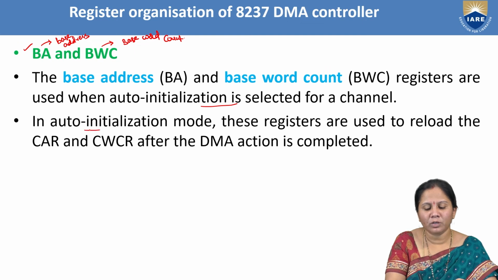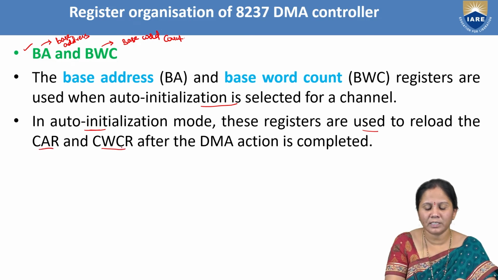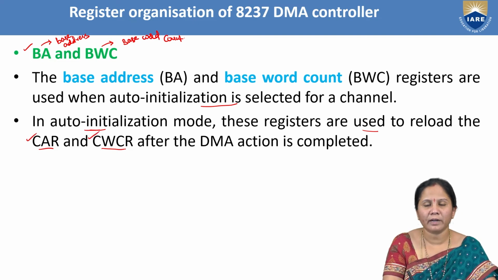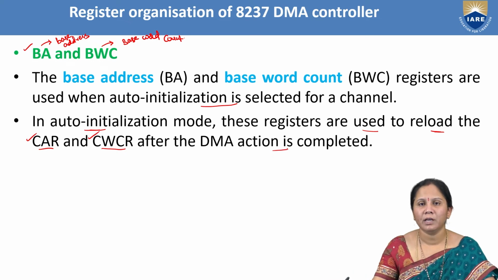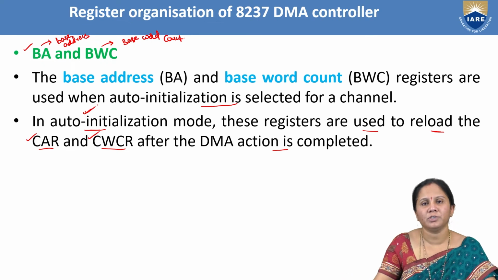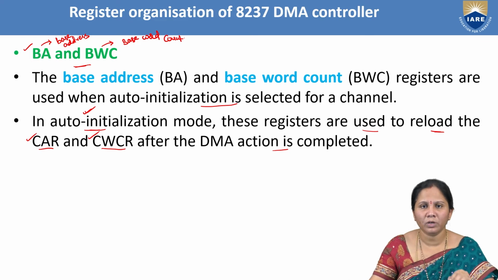Generally, when this DMA controller is operating in auto initialization mode, these registers are used to reload the CAR and CWCR. We know CAR represents the current address register and CWCR represents the current word count register. These two registers will be reloaded after the DMA operation is completed, only when it is operating in auto initialization mode. That means these registers operate only during auto initialization mode.